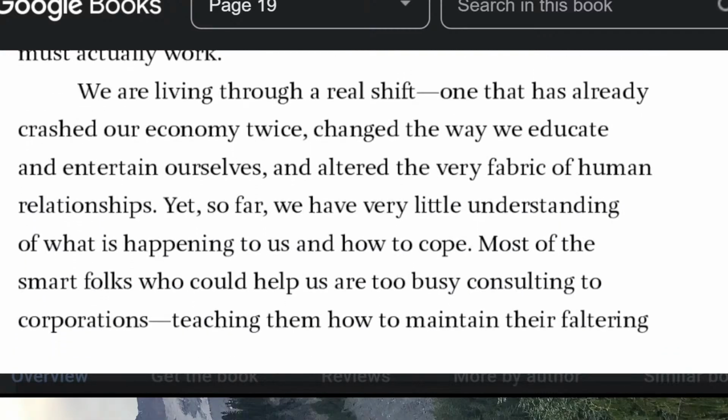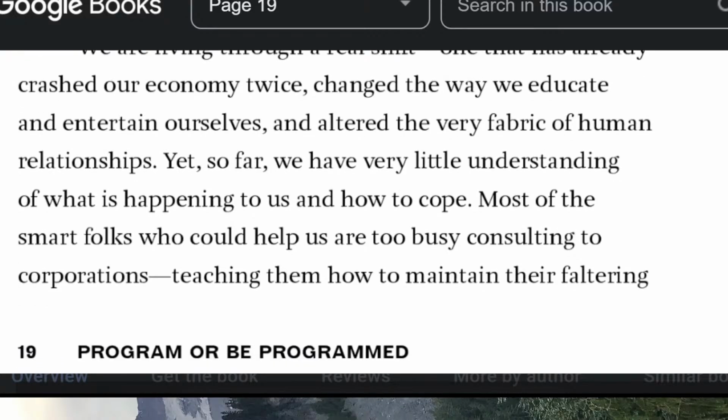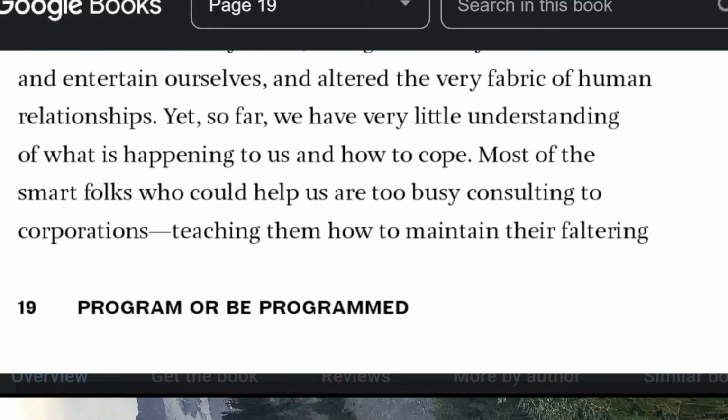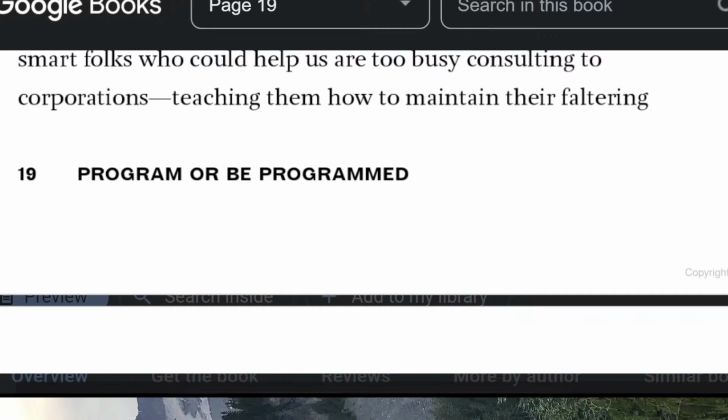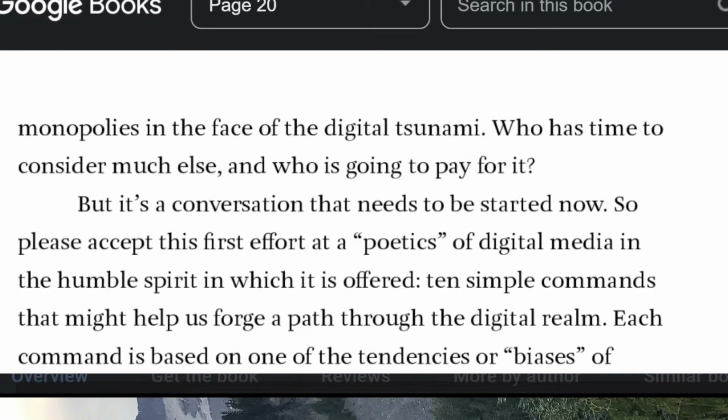We are living through a real shift, one that has already crashed our economy twice, changed the way we educate and entertain ourselves, and altered the very fabric of human relationships. Yet, so far we have very little understanding of what is happening to us and how to cope. Most of the smart folks who could help us are too busy consulting to corporations, teaching them how to maintain their faltering monopolies in the face of the digital tsunami. Who has time to consider much else, and who's going to pay for it?